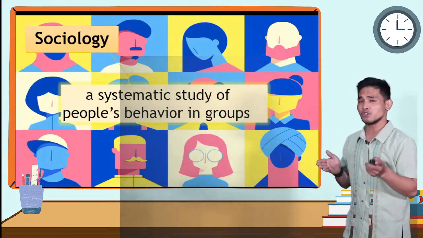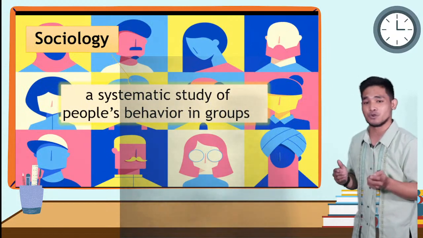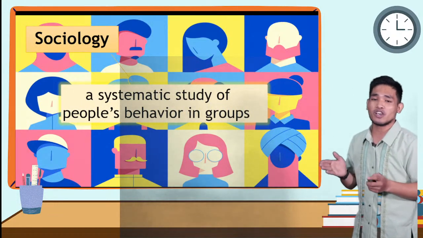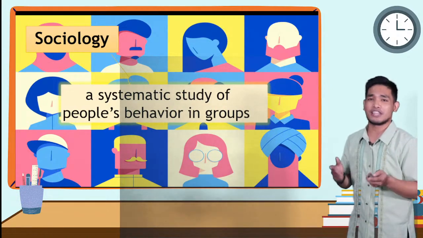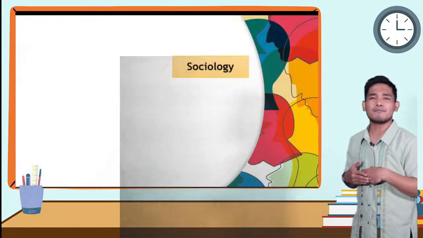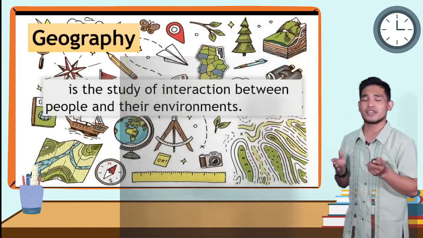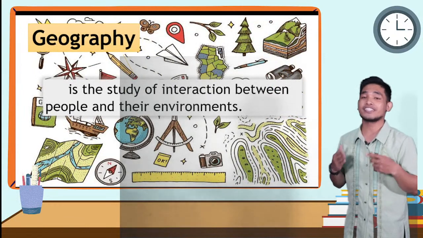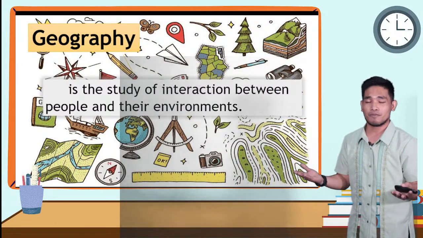When we say sociology, it's the systematic study of people's behavior in groups. It is the science of society, social institutions, and social relationships. Okay? So what about geography? Geography is the study of the interaction between people and their environment.